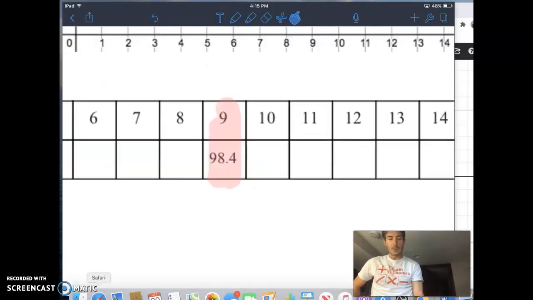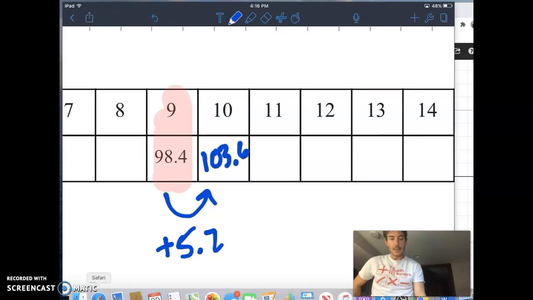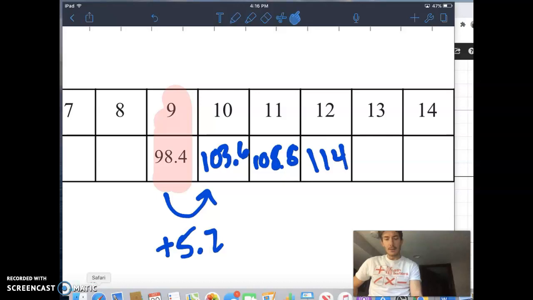And here's how some of that works, right? If I took 98.4 and I added 5.2, because that's how much that chicken's growing per day, I think we said a moment ago, that was going to be 103.6. And I could add another 5.2, and that would be 108.8. And I could add another 5.2, and that would be, let's see, 114, etc., etc. And I could keep going. All right, I could keep going on day 13 and 14 and so on.